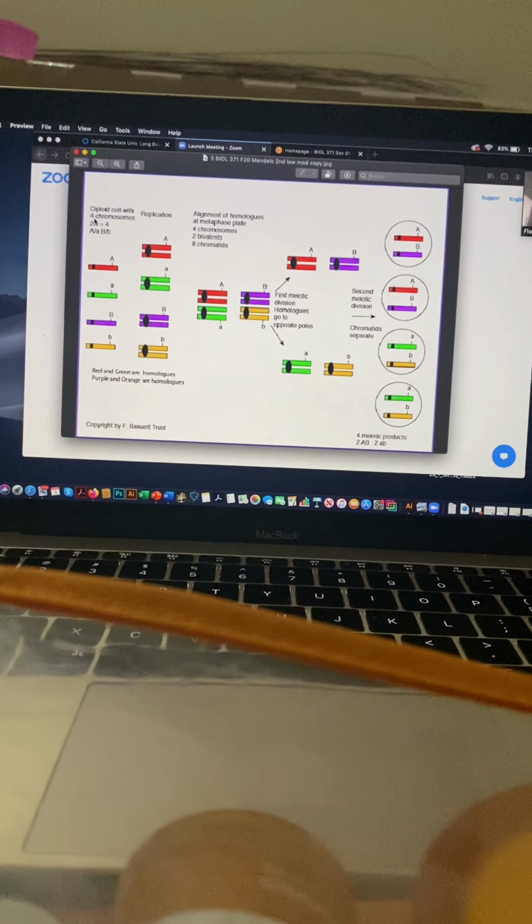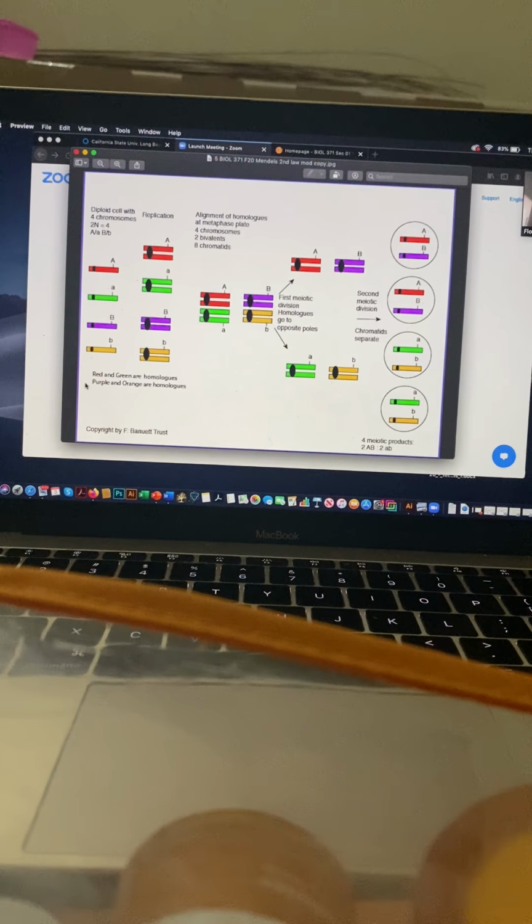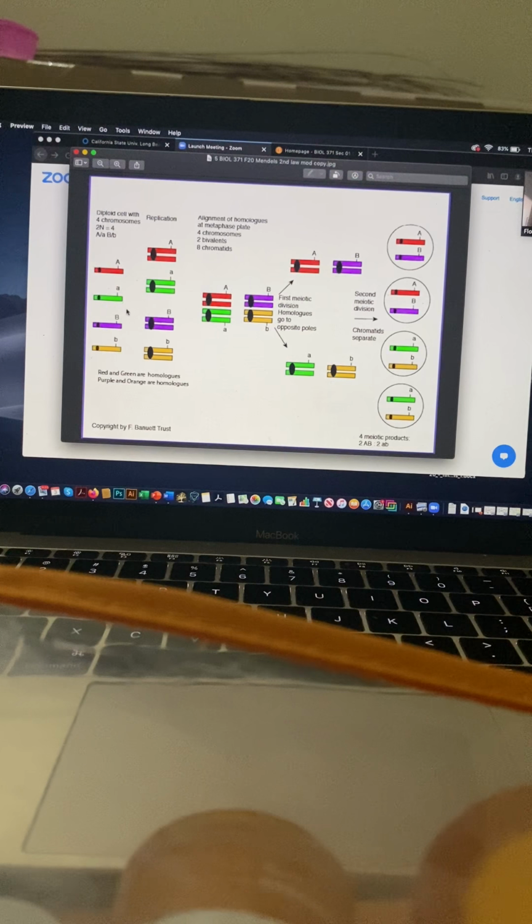4 different chromosomes. These red and green chromosomes are a homologous pair because they carry the big A and the little a allele, so this is one set of homologs. I put it in different colors just to illustrate this, but in actuality they probably should be in the same color. And this one carries the big B and the little b allele, a different homologous pair.